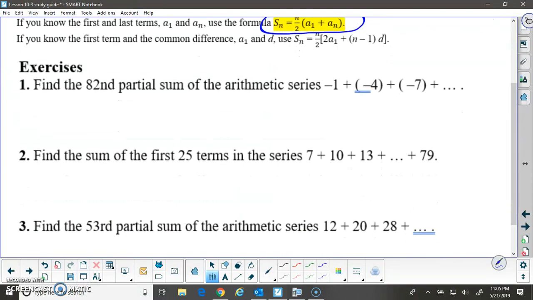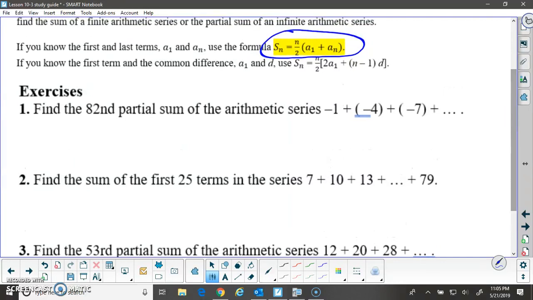Find the 82nd partial sum of the arithmetic series. So you can see the first 3 terms there. Hopefully by those first 3 terms you can see that the common difference is negative 3, going down by 3 each time. Since we're finding the 82nd partial sum, we're going to find S sub 82. We're going to put 82 in for n. You can see that the first term is -1, and then we just need to figure out what your 82nd term is. Well, to figure out your 82nd term, I'm going to use the formula to do that.